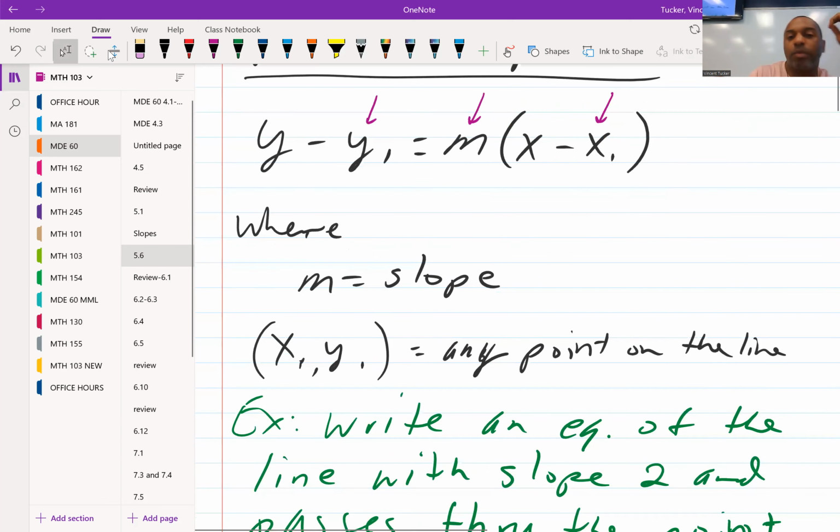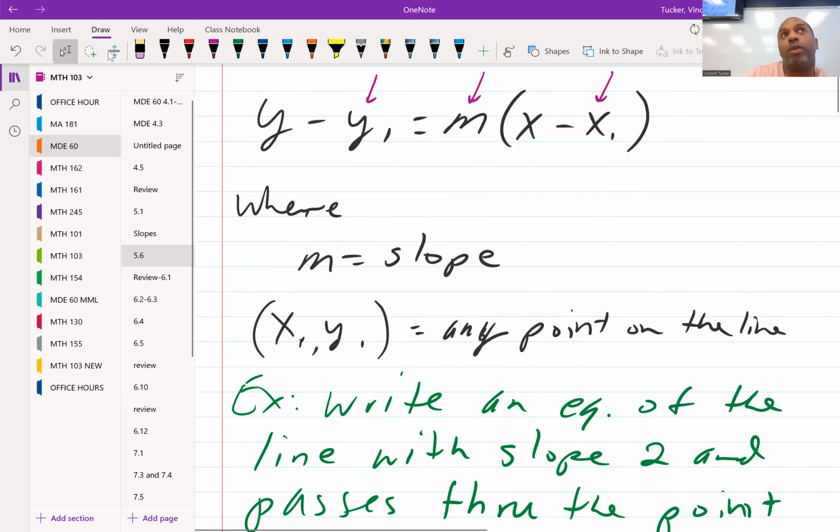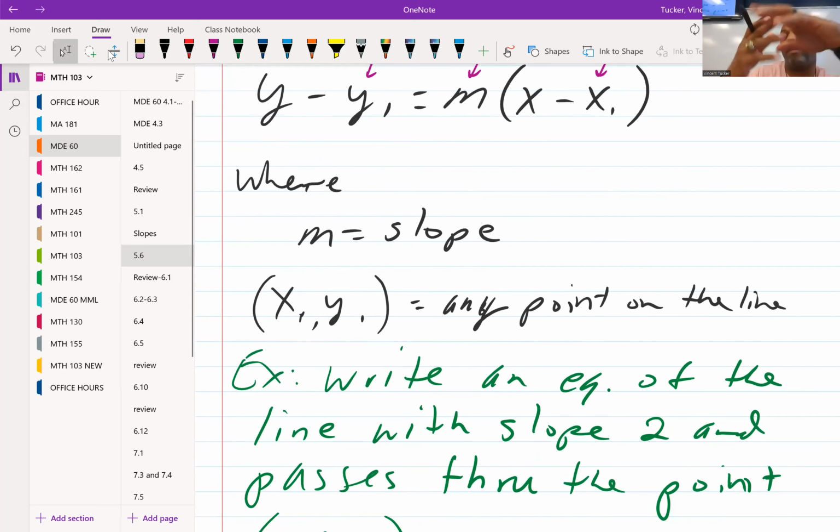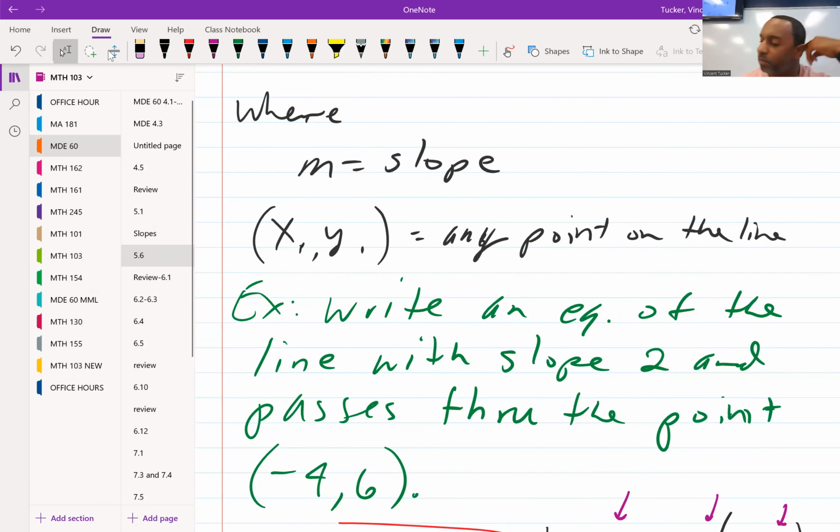So we're going to use that point slope form to write an equation. This time we don't necessarily need our y-intercept. We can have any point on a line and be able to write an equation. Write an equation of a line that passes with a slope of 2 and passes through the point (-4, 6).